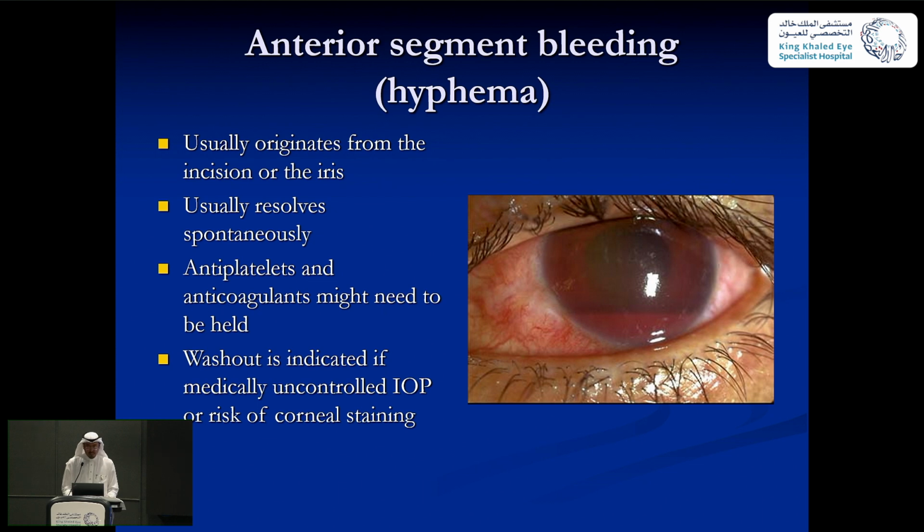Anterior segment bleeding can happen, usually originating from the root of the iris, and usually resolves spontaneously. But antiplatelet or anticoagulant might need to be held if the medical team agrees and the patient's general medical condition allows him to stop the anticoagulant. We can stop it for a day or two, or as needed. Washout is indicated if there is blood, corneal staining, or the IOP is not controlled medically.